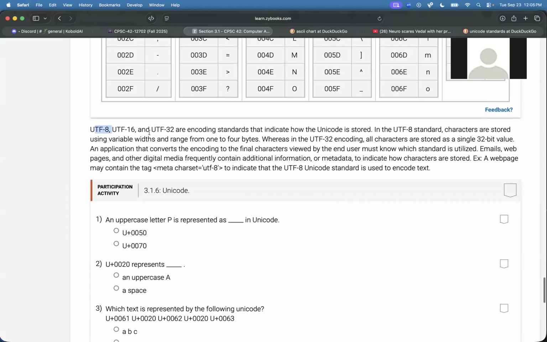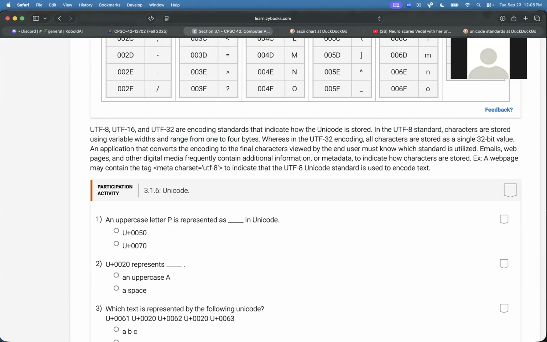So there's UTF-8, UTF-16, UTF-32. Those are what they call encoding standards. That's how to represent the symbols that you are going to display. In UTF-8, characters are stored from 1 to 4 bytes. In UTF-32, all characters are stored as 32-bit values. The thing about UTF-8 is that I believe the reason they did 1 to 4 bytes was so that if you're using 1 byte, the character codes would be the same as ASCII. Don't quote me on that, but I think that was the point.